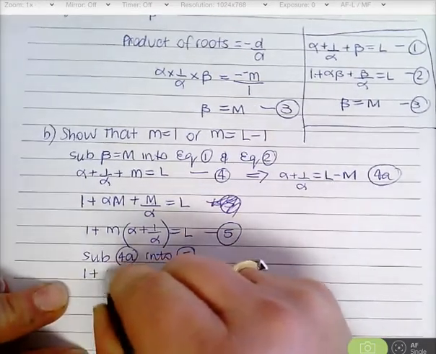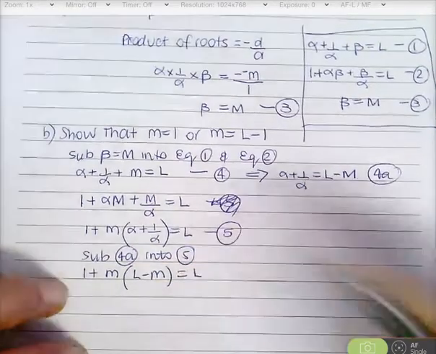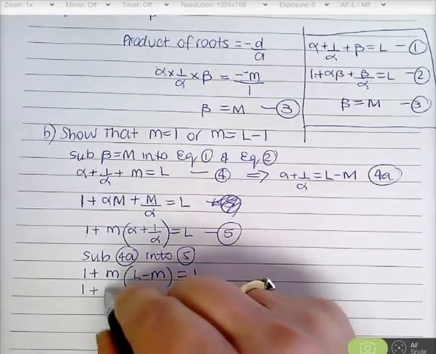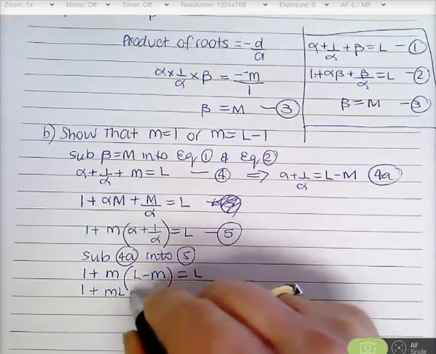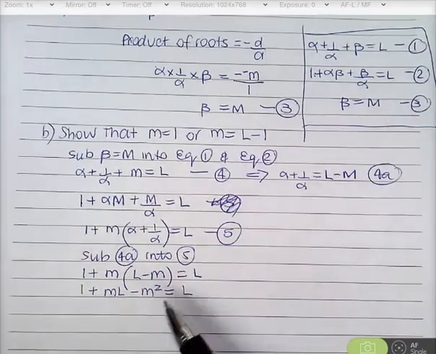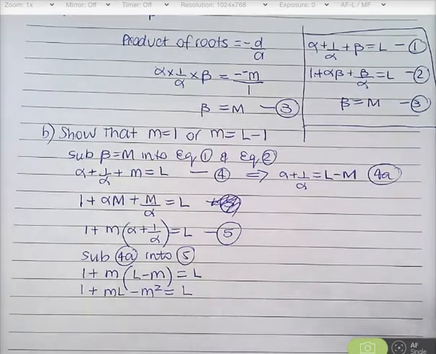So I've got 1 plus m times L minus m is equal to L. Now I'm going to expand that. So I've got 1 plus ml minus m squared is equal to L. Now this looks like a quadratic because I've got an m squared term and I've got an m term.